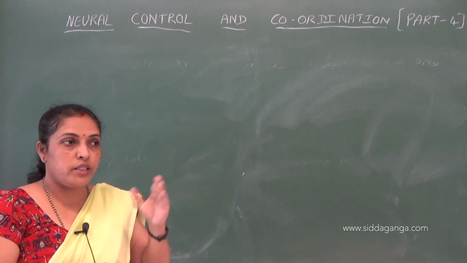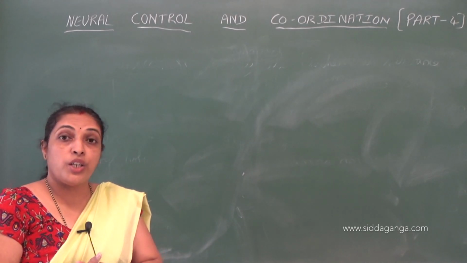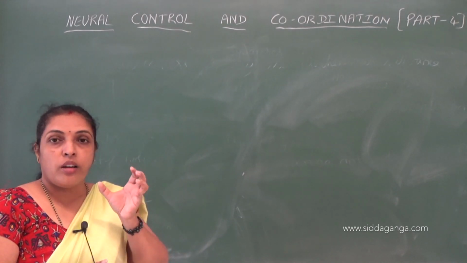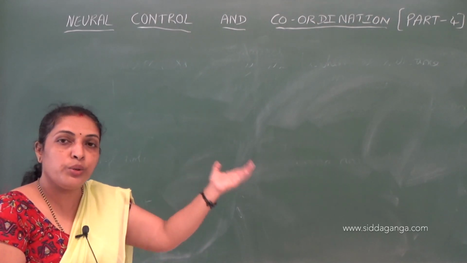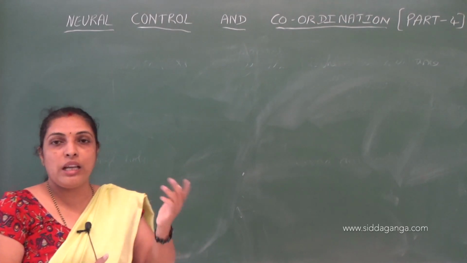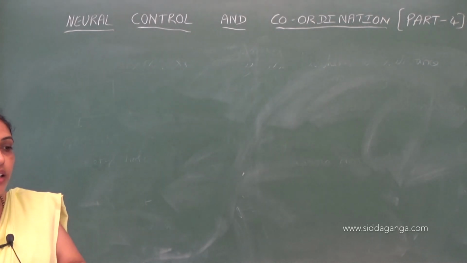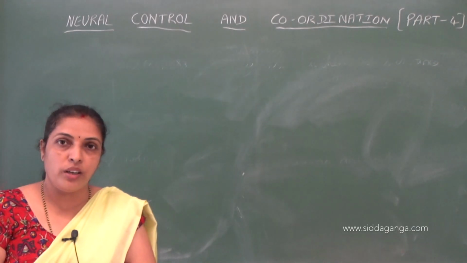So that completes the generation and conduction of impulse from dendron till the axon terminal and from axon terminal to the next neuron. The next class will discuss the properties of neuron. Okay, thank you.